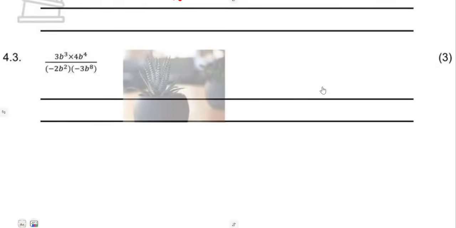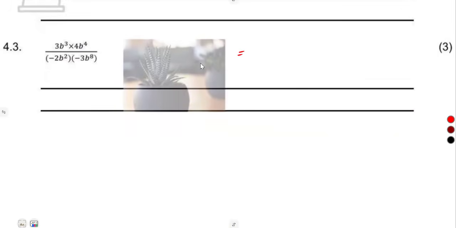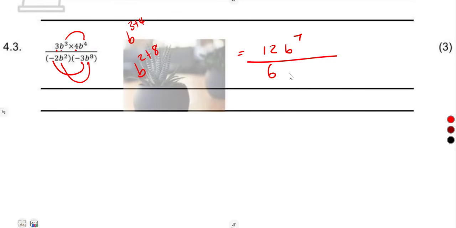All right, and on this one, it is still the same thing, multiplication of same bases, but we've got numbers. 3 times 4, that's 12. B and b, you add the exponents, so that's 3 plus 4, which is b to the exponent of 7. Over what? You do the same thing here, minus 2 times minus 3. Minus times minus, that's a positive. 2 times 3, that's a 6. B to the exponent of 2 and b to the exponent of 8, you add 2 plus 8, which is what? B to the exponent of what? 10.